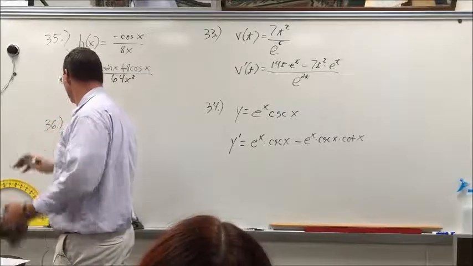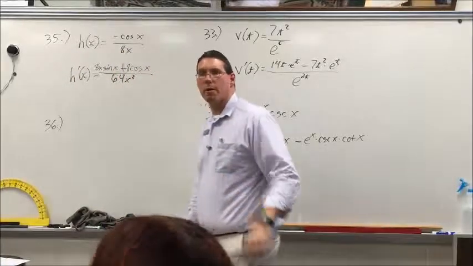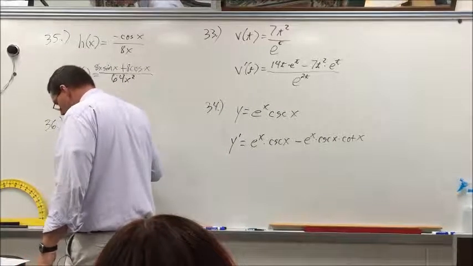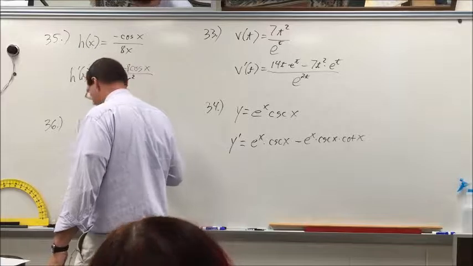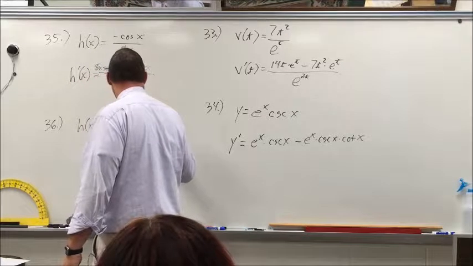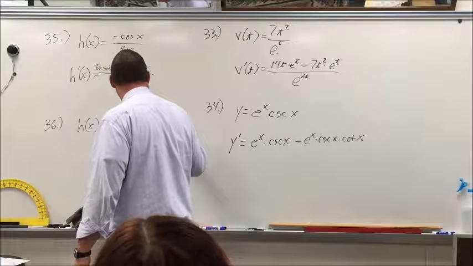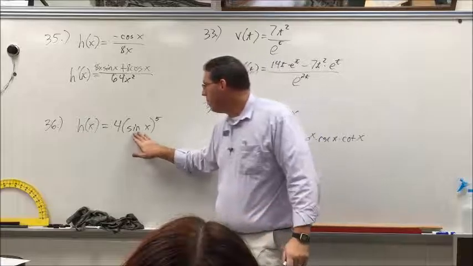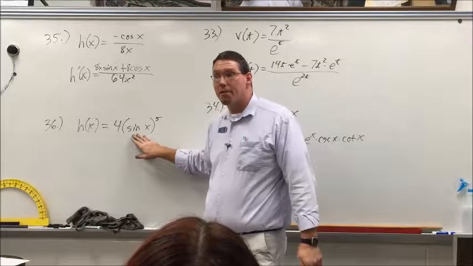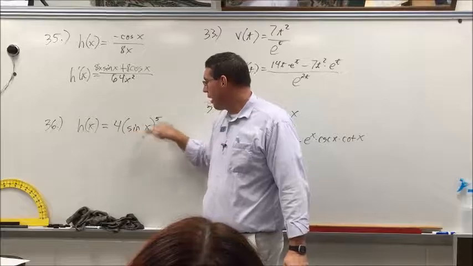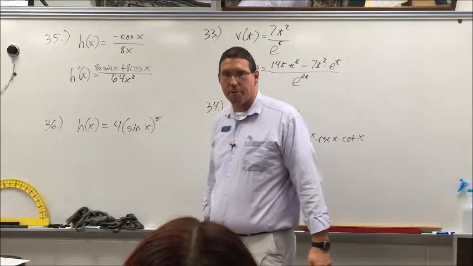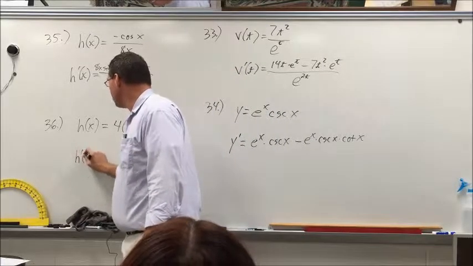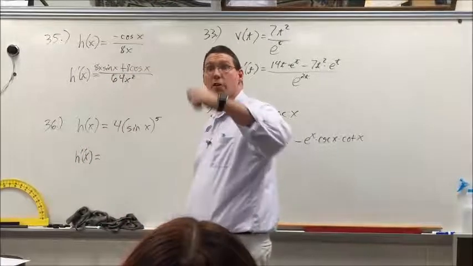Last one, 36. Let's see. We got h of x is equal to 4 sine of x to the 5th power, right? Let me explain. There would be an x here. So this is the same thing as 4x to the 5th, only with a sine x on the inside. See that? Okay. So when we do the derivative, h prime of x, what's our first step?